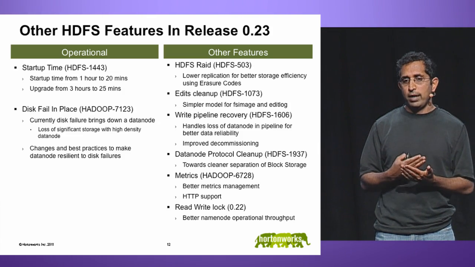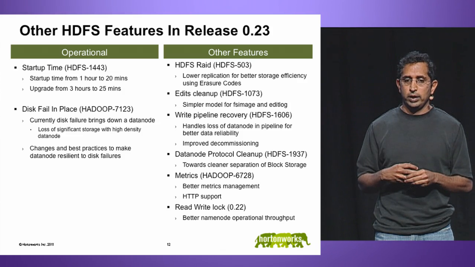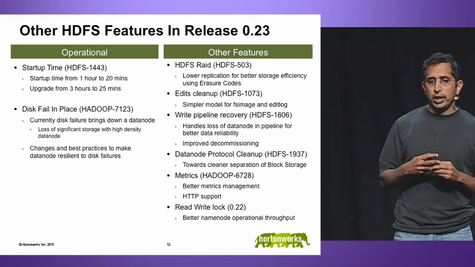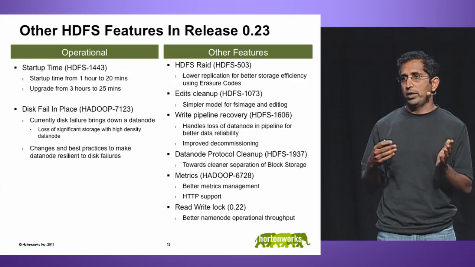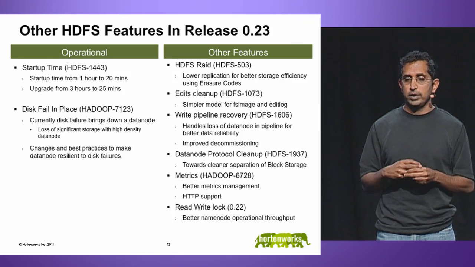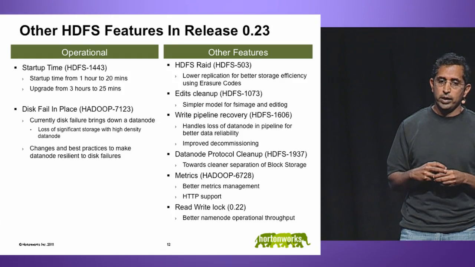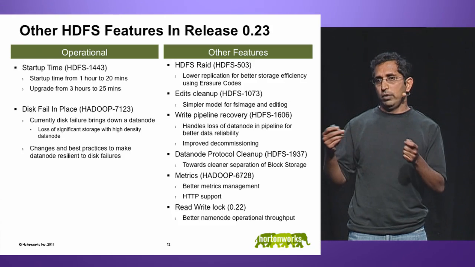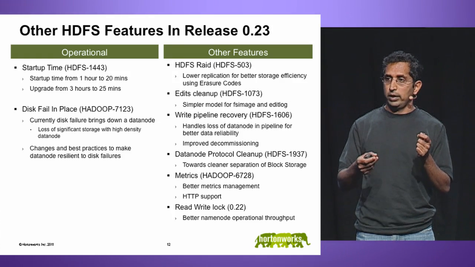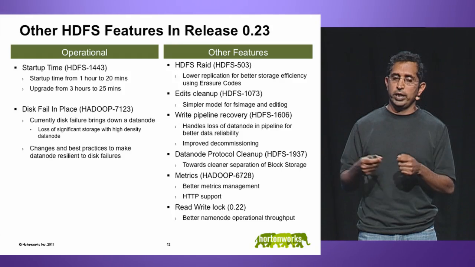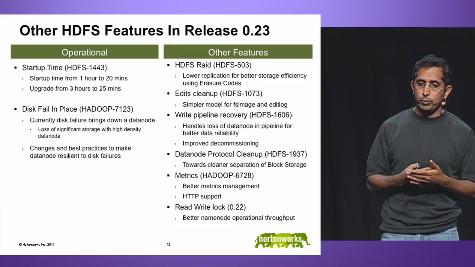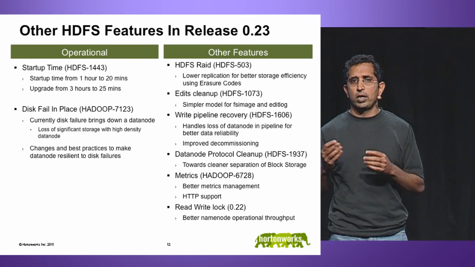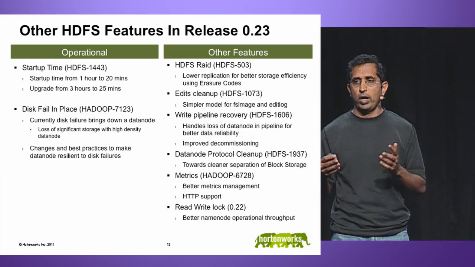We also have some improvements in storage efficiency in terms of HDFS RAID that's available as a contrib module. We've also modified the way our FS image and edits are stored, and this is much cleaner, should help us in high availability. We have also done some write pipeline recovery changes where, if in a pipeline a data node goes down, we recruit a new data node into the pipeline, which should improve the robustness. This should also improve decommissioning. We have also cleaned up the data node protocol. This is towards more wire compatibility.